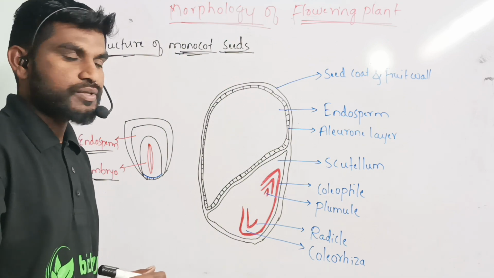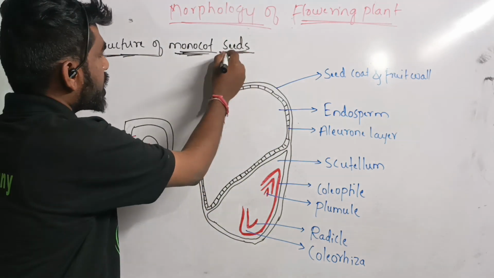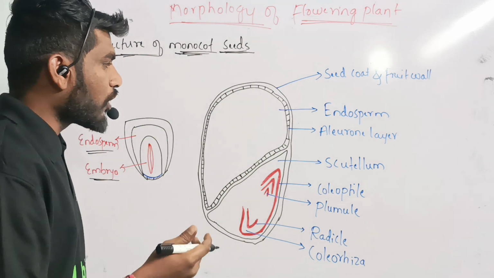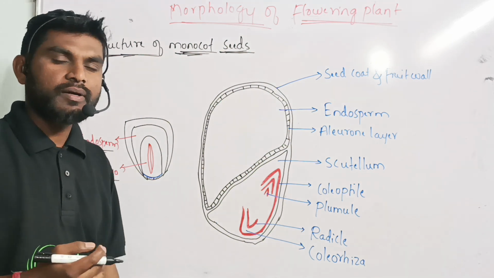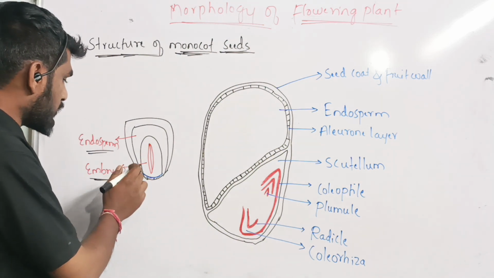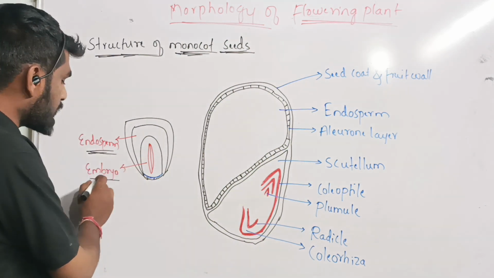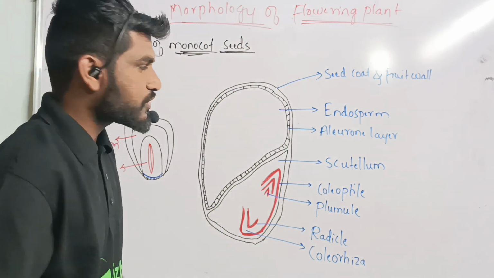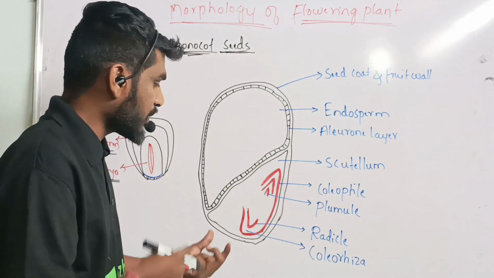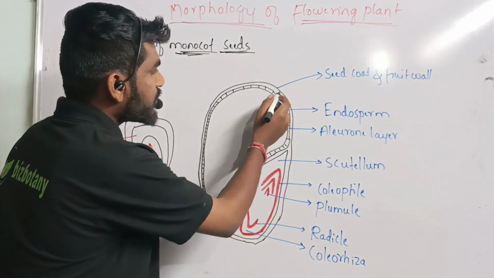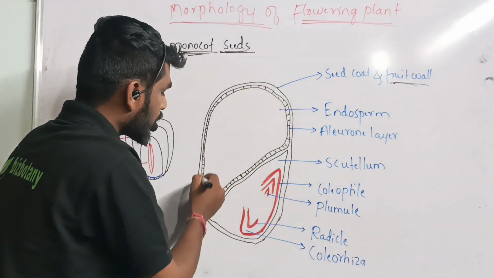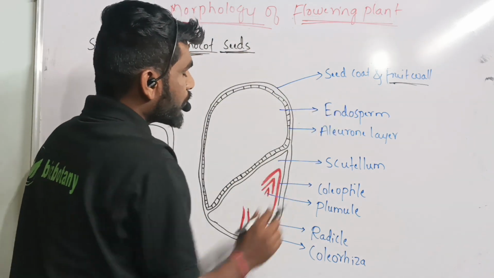Now we need to understand the structure of a monocot seed. Some monocot seeds are endospermic and some monocot seeds are non-endospermic. The best example for a monocot seed is maize. Usually the maize seed consists of endosperm and embryo regions. In maize, you can see a membranous seed coat which is attached to the fruit wall.